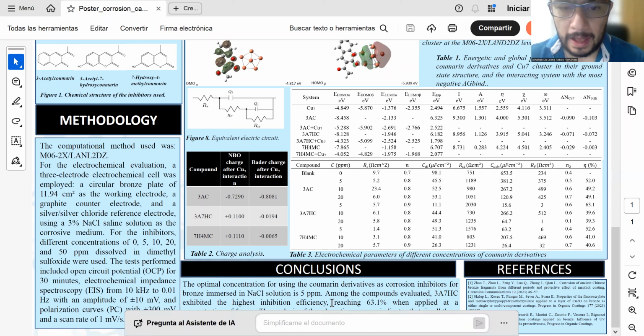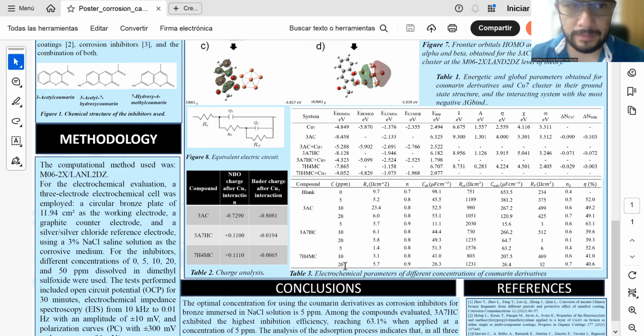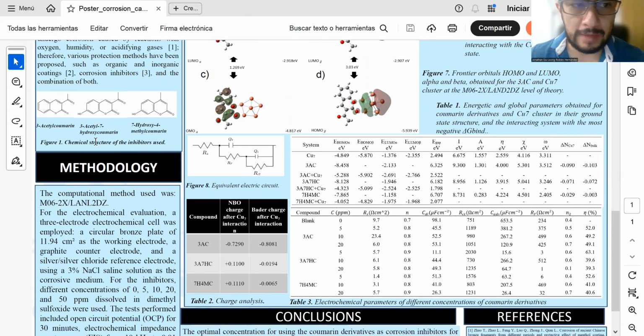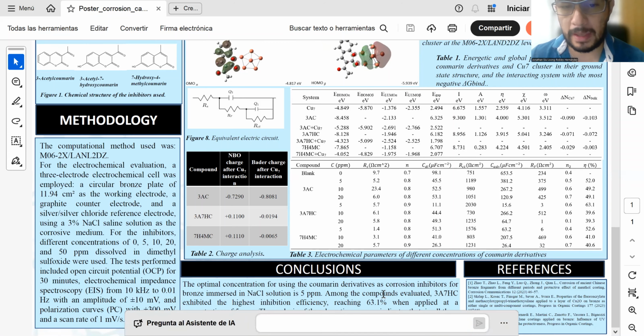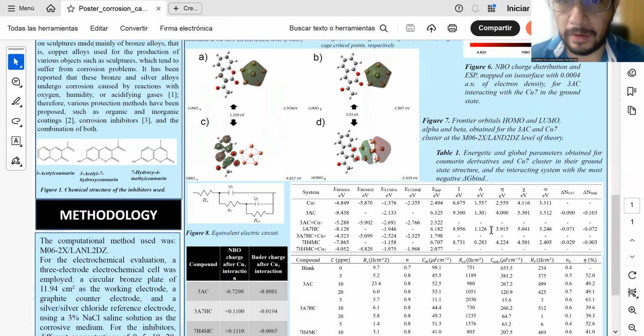Okay, and well, finally, for the conclusions, we obtained that the best organic compound is, as I mentioned before, the 3-acetyl 7-hydroxycoumarin at 5 ppm, because we obtained the highest value of inhibition efficiency, in this case 63.1. Okay, and well, with the theoretical analysis, we corroborate that there exists an interaction between the oxygen atoms and the copper atoms of the cluster. In this case, we can corroborate this with the orbitals and with the molecular graph that we have in figure 5.